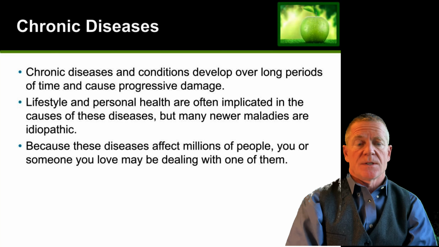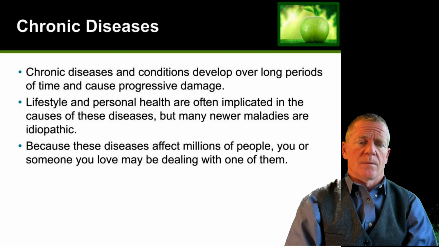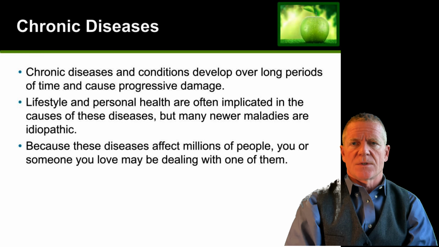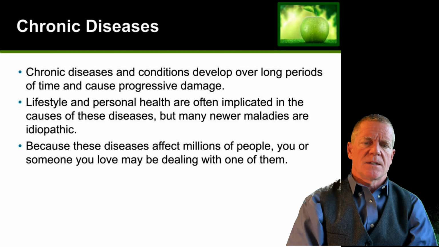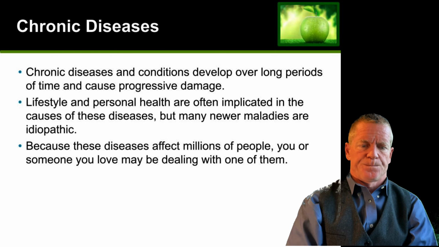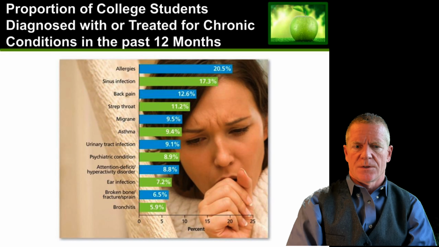Chronic diseases are conditions that develop over long periods of time. They can be progressive, and the pain or conditions associated with them can be difficult psychologically to manage. There are some things we can do with lifestyle and personal health to manage these diseases, but they do affect many millions of people. So what are some of the more common chronic conditions that affect college students?